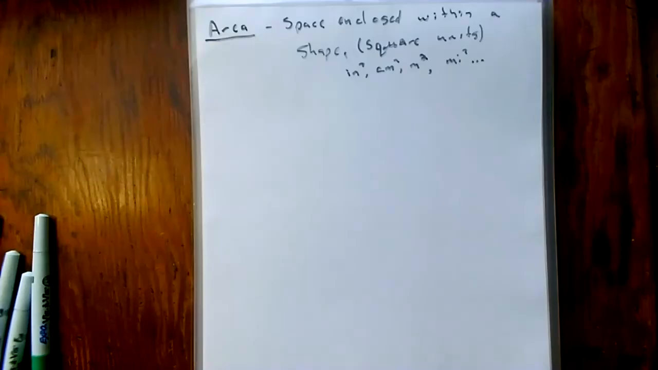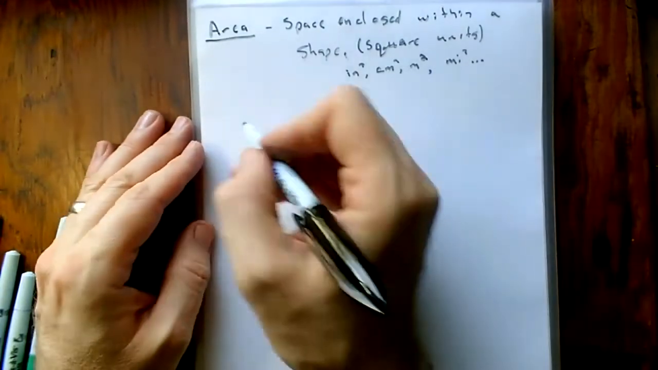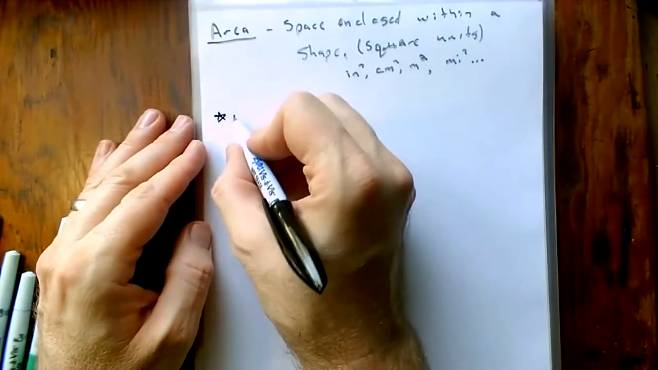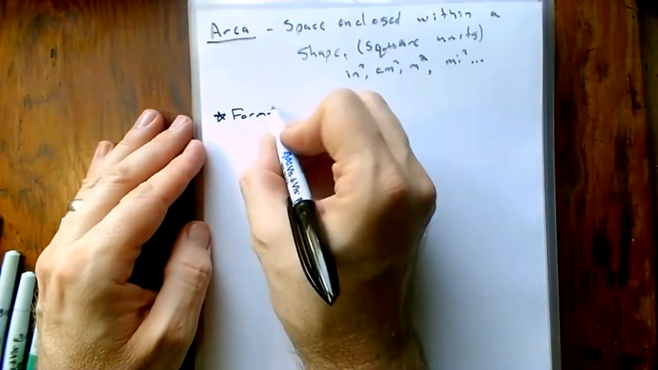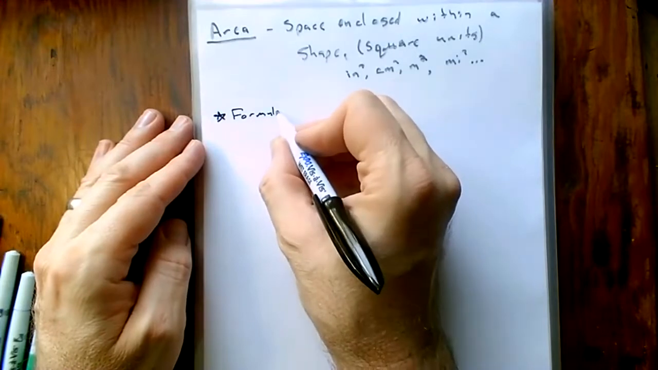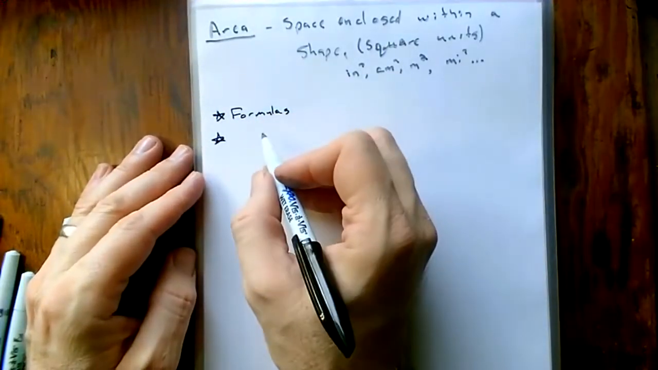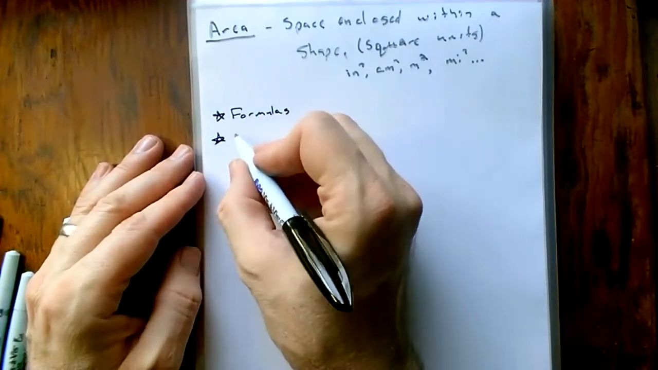Okay, today we're going to be talking about area, which is the space enclosed within a shape. We're going to talk a little bit about some formulas, and we're also going to talk about some strategies.